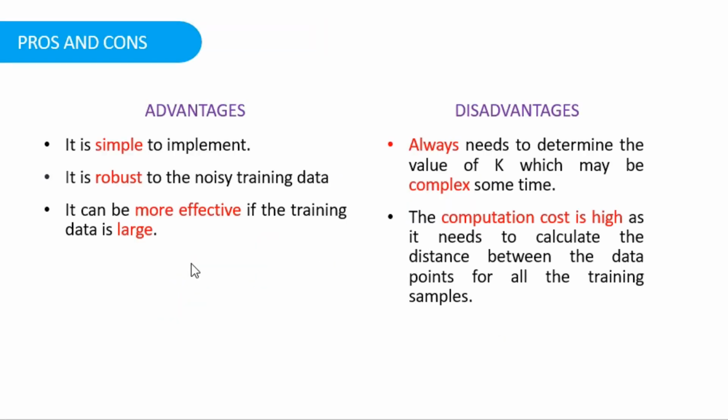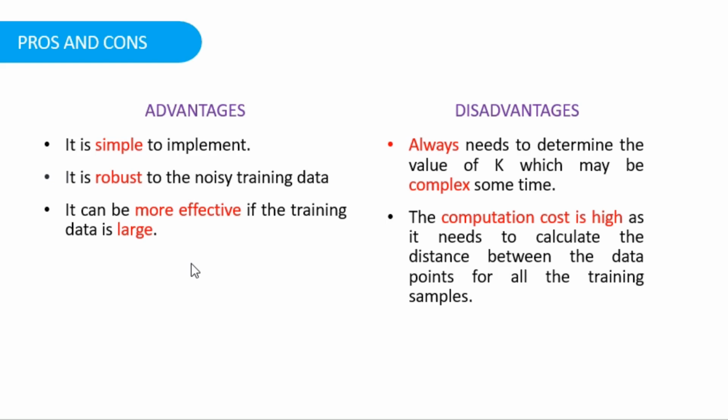So now let's quickly look at the pros and cons of KNN. When it comes to its advantages, firstly, it is simple to implement. Secondly, it is robust to noisy training data. And last but not the least, it can be more effective if the training data is large. But when it comes to disadvantages, here we always need to determine the value of K, which may be complex sometimes. And the computation cost is high here, as it needs to calculate the distance between the data points for all the training samples.